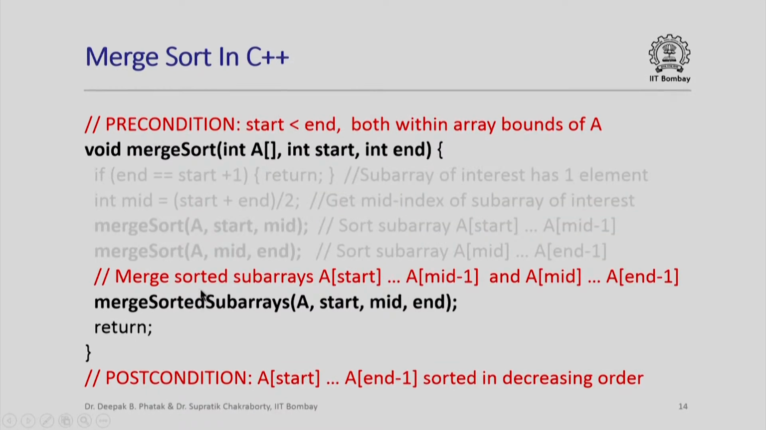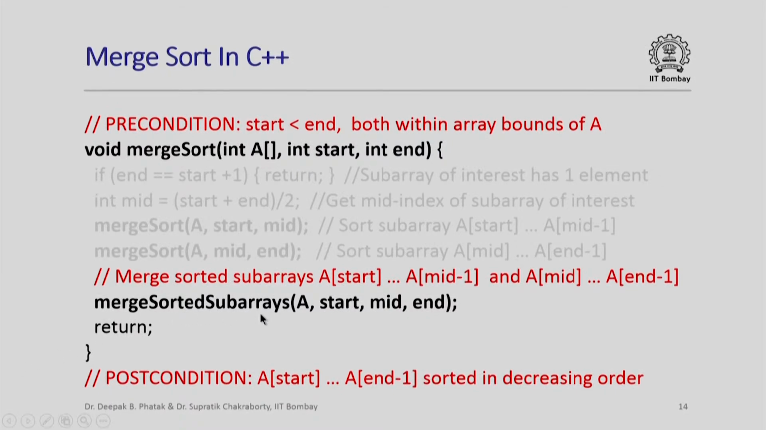After that, I simply need to merge these two sorted subarrays to get the entire sorted array A. That is accomplished by calling this function merge sorted subarrays, which takes the array A, and the two sorted subarrays in it, from A start through A mid minus 1 and A mid through A end minus 1. And finally, since merge sort does not return any value, I simply return from here. So this is the key step in merge sort.